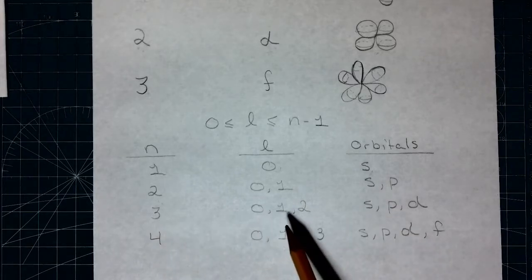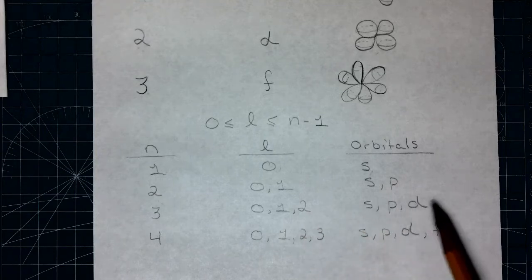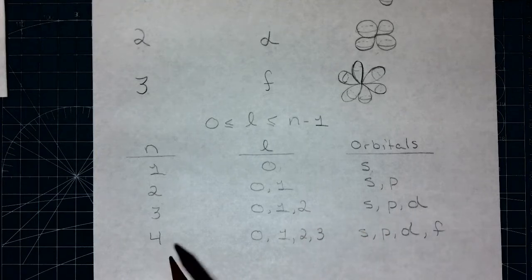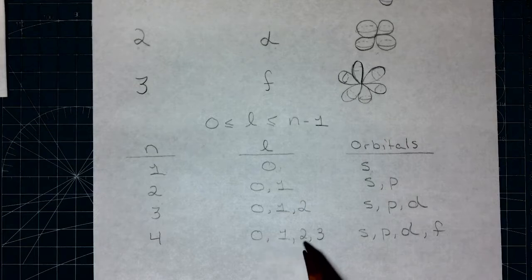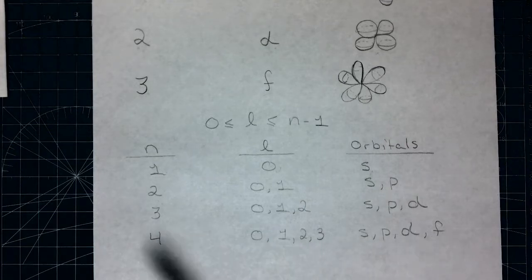When n equals 3, we get 0, 1, and 2. We can do s, p, and d orbitals. And in 4, we get 0, 1, 2, and 3. We get s, p, d, and f orbitals.